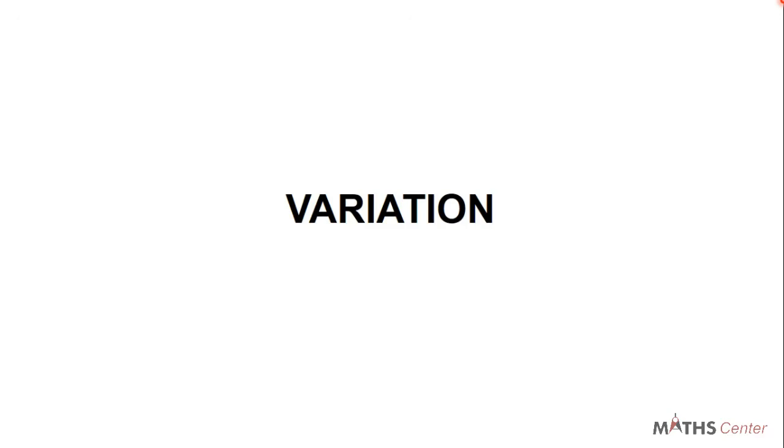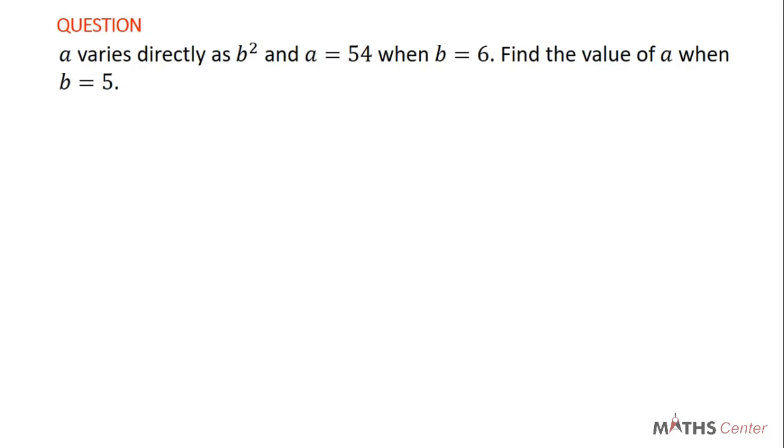In the previous video, we solved a question on direct variation. In this video, we are going to solve another question on direct variation. The question for this video is: a varies directly as b squared, and a is equal to 54 when b is equal to 6. Find the value of a when b is equal to 5.